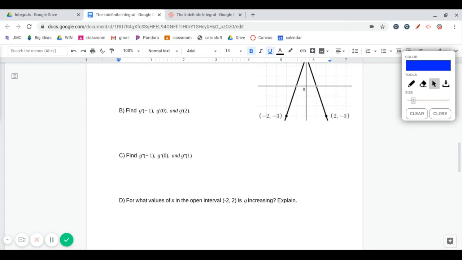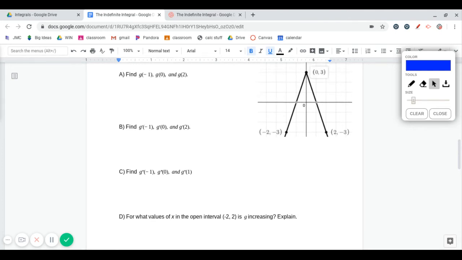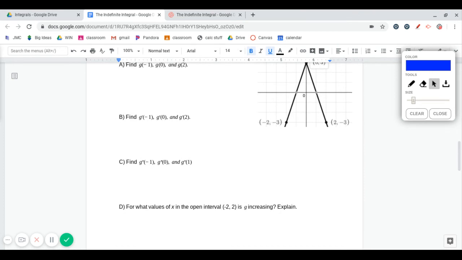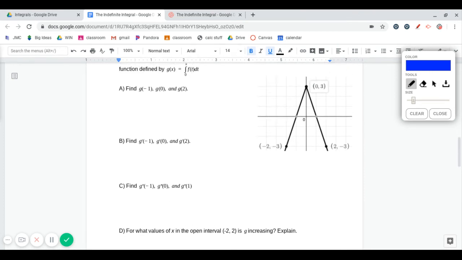Okay, for what values of x in the open interval -2 to 2, so just what is shown here, is this graph of g increasing? Not when f is increasing, when g is increasing. Remember that to find when something is increasing, that's when its derivative is greater than 0. So our next question has to be, what is the derivative of g? That is shown up here. Remember, we did it here too. The derivative of g is the function f.